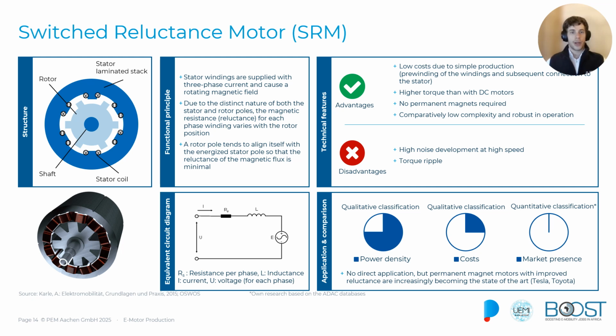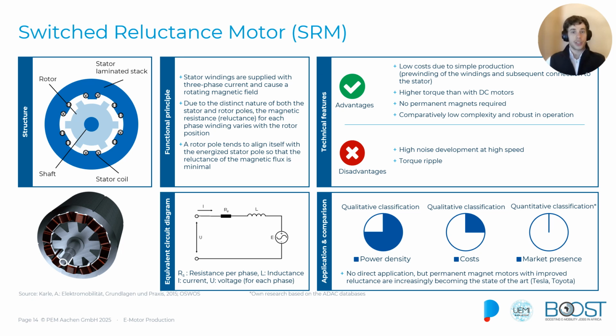The next type of electric motor is the switched reluctance motor. The special thing about the SRM is that it works by using magnetic attraction between its stationary part, the stator, and its rotating part, the rotor, without needing permanent magnets or electrical currents in the rotor. The material of the rotor wants to move to a position where the magnetic path has the least resistance.